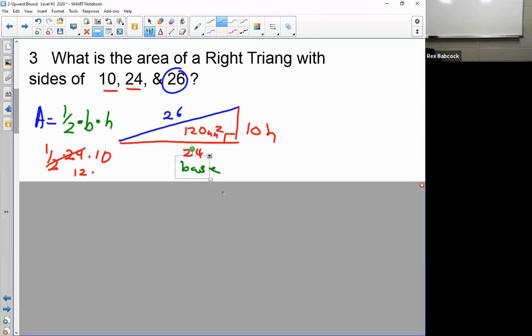Now, if I did this on the coordinate system, I would have made the origin the vertex, and this would have been 24, 0, and I would have plotted the points. And I could have actually counted the squares, and believe it or not, there would be 120. Questions there on number 3, the area of a right triangle?